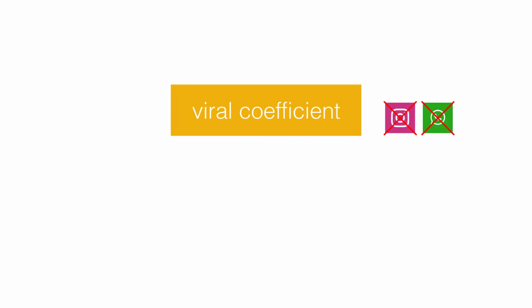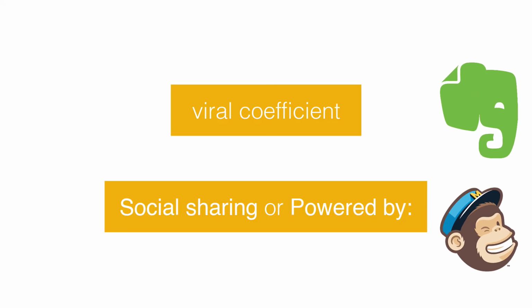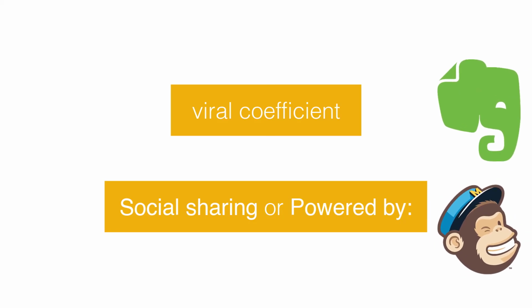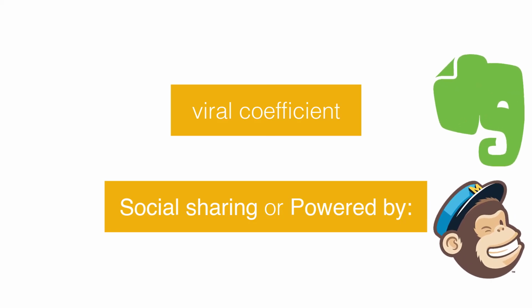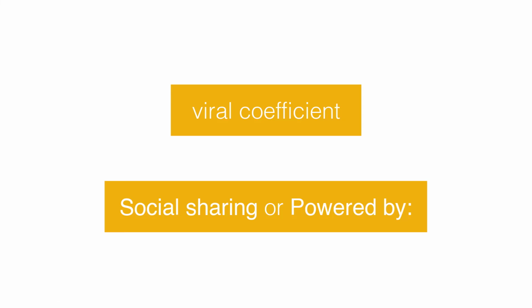Not an Instagram or WhatsApp-like virality. But you need some social sharing, or powered by kind of virality. Some great examples of this category include Evernote and MailChimp. So if you are working on a product for this customer segment, you need virality. Not the kind of virality required for a social media product. But still, you need a virality factor for social sharing.